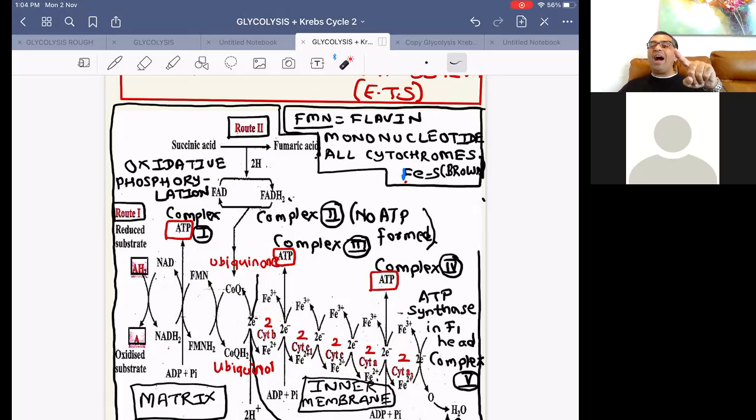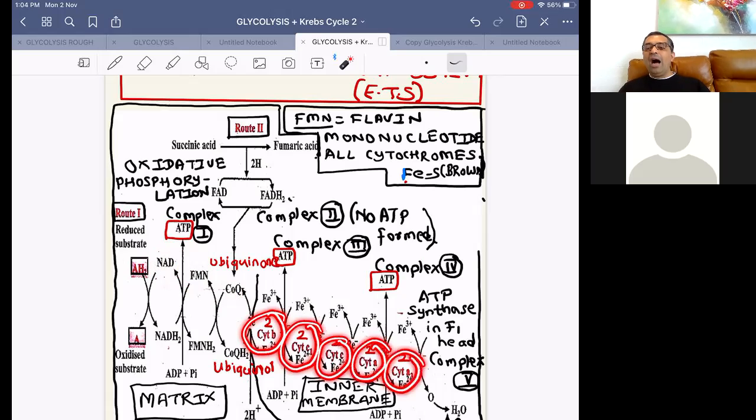What is the sequence of hydrogen acceptors? NAD, FMN, coenzyme Q. That is the sequence of hydrogen acceptors with energy. And then we have the sequence of electron acceptors. Cytochrome B, cytochrome C1, cytochrome C, cytochrome A, and cytochrome A3 are electron acceptors. Electrons which are rich in energy.